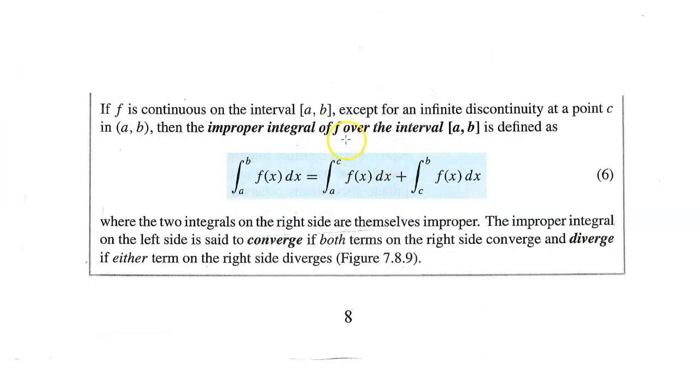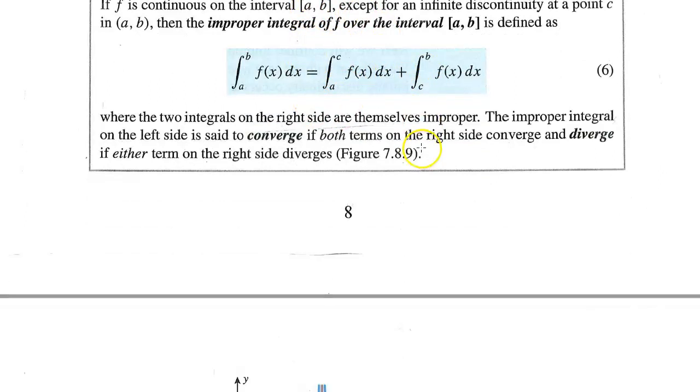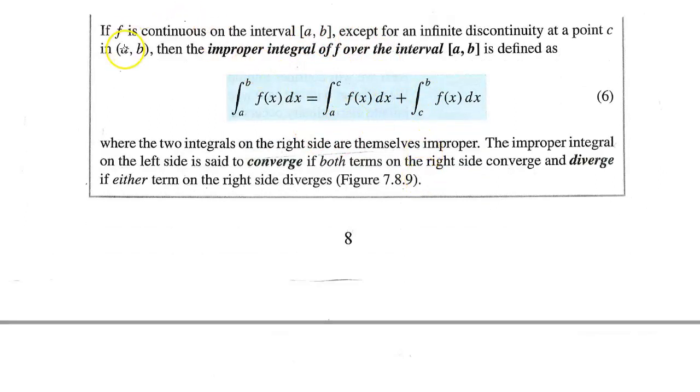Okay, now what about the last case? If f is continuous on an interval a to b, except for an infinite discontinuity at a point c within the open interval a to b. So you have an infinite discontinuity not at the left endpoint a or at the right endpoint b, but somewhere in the middle. Then how do we do this improper integral?